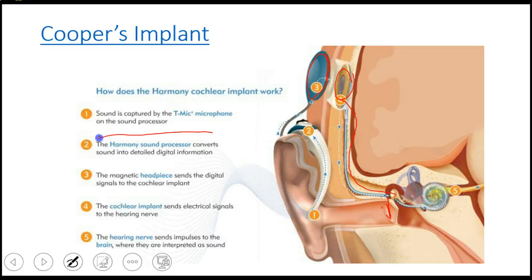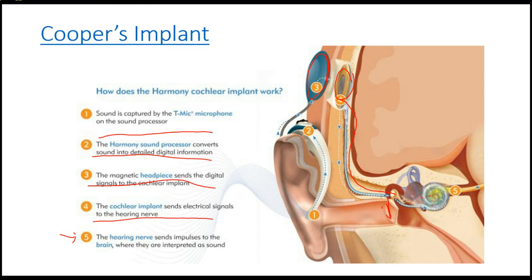Sound is captured by the microphone. A harmony sensor kind of digitizes it and sends it to the cochlear implant. Then the cochlear implant, just like a normal cochlea, kind of resonates at different frequencies and is attached to that hearing nerve, and then the hearing nerve sends those signals to the brain. We see these becoming increasingly popular, and people get the experience of hearing for the first time because of this kind of resonance technology. Very cool.